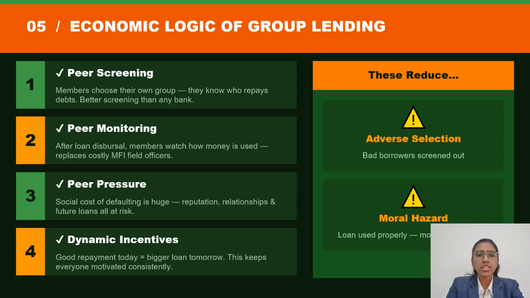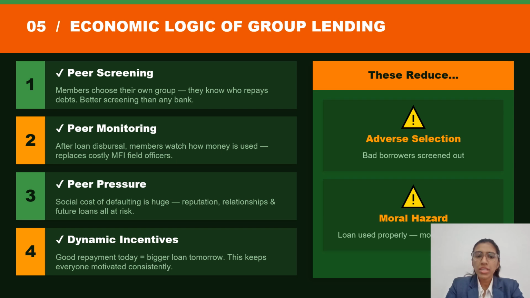Now, this is the intelligent part of the model, the economic logic. Why does group lending work so well economically? Peer screening, peer monitoring, peer pressure, dynamic incentives. Let's see. In peer screening, when group members choose each other, they naturally select reliable people. They know who repays debt and who doesn't, far better than an MFI officer can, right?